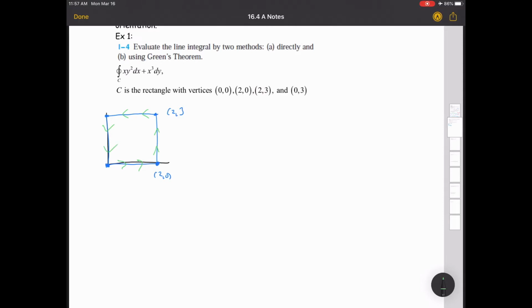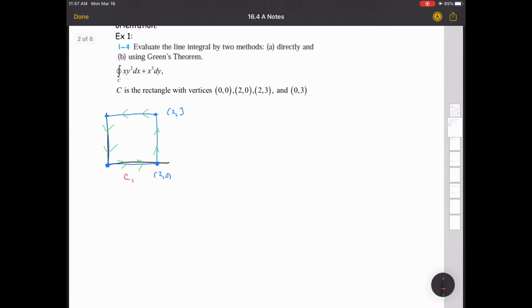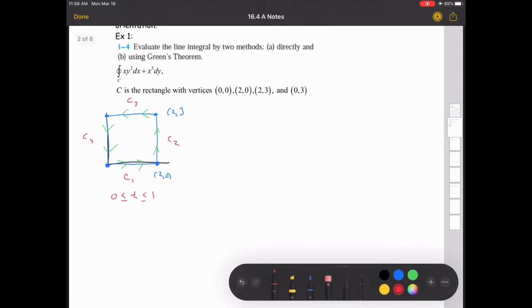So in order for us to actually do this the long way directly, we are going to have to define all of these sides. It doesn't really matter where you start in this case, we'll call that C1, we'll call that C2, we'll call that C3, and we'll call this one C4. Unfortunately, these are all linear, so because they are all linear, our t values are just going to go from 0 to 1. So now we have to parameterize every single one of these lines. So let's go ahead and just start off with C1.